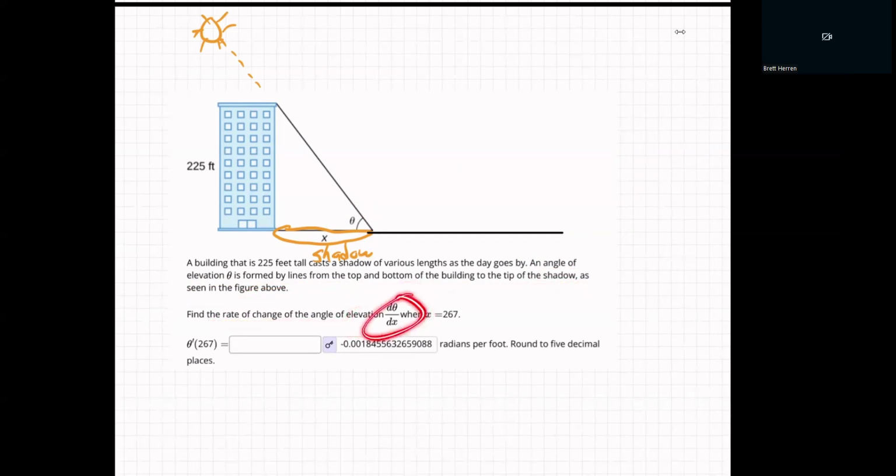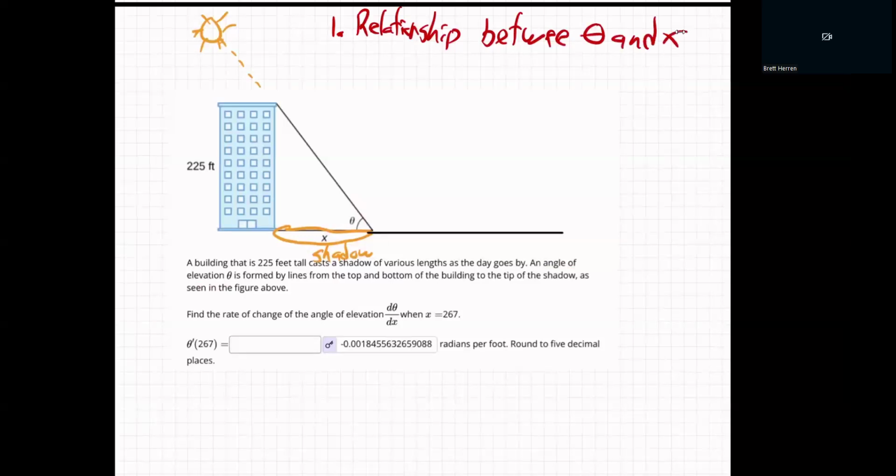So to do that, step number one, we need a relationship, a connection between theta and x. As you look right here at theta and right here at x, what could we do? Do you see this is a right triangle right here? And I can just move this 225 right here. It's the same thing. It's the height of the building.